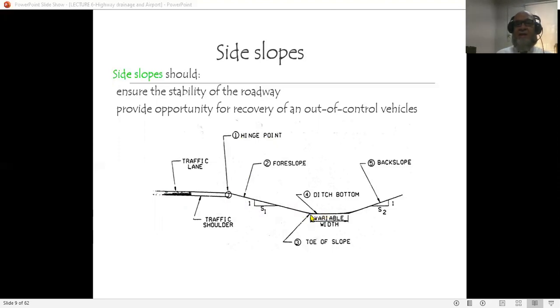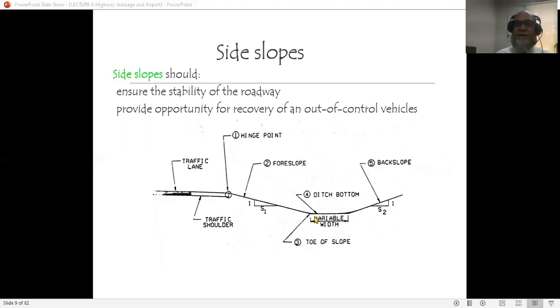Then there is a slope within the channel that we call the ditch slope, and the point where the fore slope and the slope of the channel meet is called the toe. Now this side is coming from the land side, so we call it a back slope. The difference between a fore slope and a back slope: the fore slope takes care of the water from the traffic, and the back slope takes water from the adjacent land area.